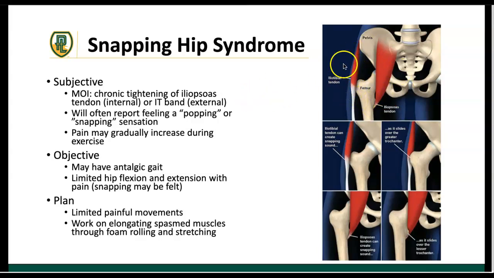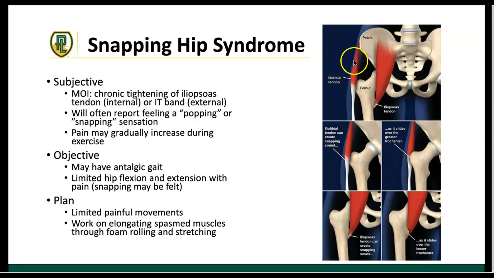And if you have a hard time remembering which one's internal, external, think about where they insert. This inserts more laterally, right? And this we see attaches to T12, comes down and has an attachment onto kind of that lesser trochanter. So it's more internal.